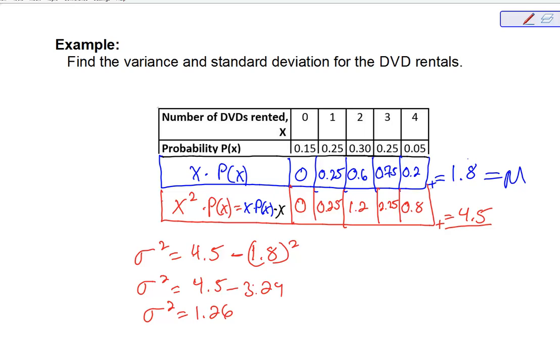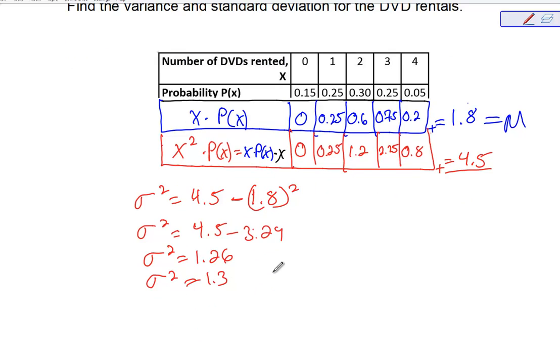I have to round it to one place more than my possible outcomes. They're whole numbers, so I can only have one decimal place here. So my variance becomes 1.3.